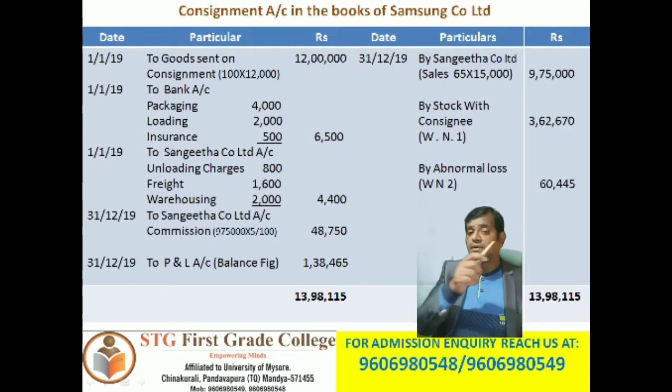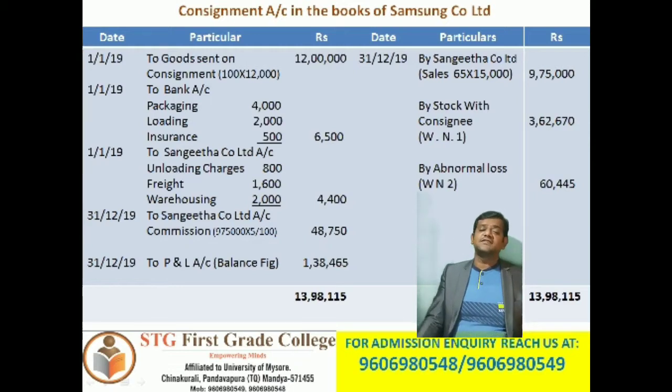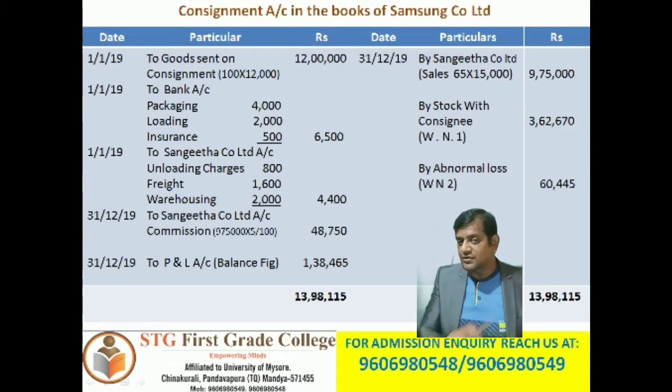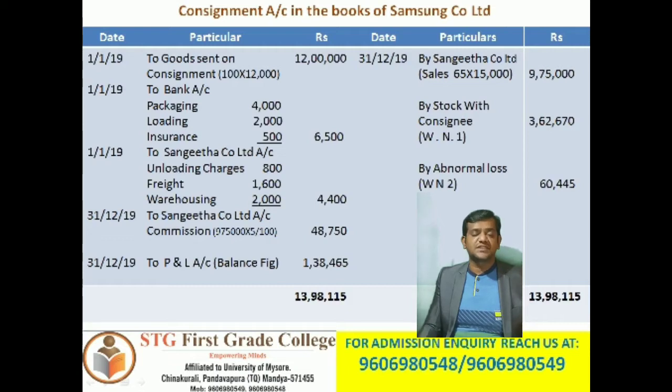Okay. So now expenses incurred by the consignee. So who is the consignee? Sangeeta Company Limited. So take down 1/1/2019 to Sangeeta Company Limited. So now we are going to enter here the expenses incurred by the consignee. Unloading charges 800, freight 1,600 and warehousing charges 2,000. So if you total it, you will get 4,400 in the outer column.